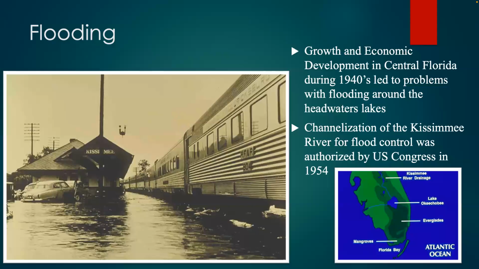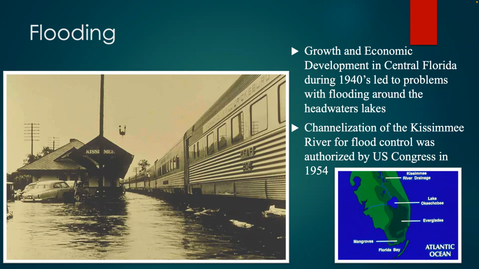So there was economic development and growth in Central Florida during the 1940s that led to problems with flooding around the headwaters lakes, which again was the Orlando, Kissimmee area, Lake Kissimmee being the base of the headwaters. So there was a cry for channelization of the Kissimmee River for flood control, and Congress authorized it in 1954.